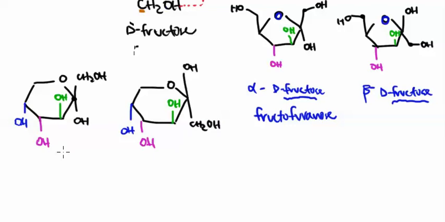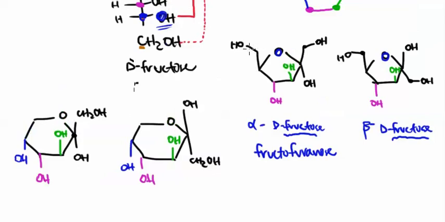Now, if I look at the differences in the structures, notice that in the 5-membered ring, I had a CH2OH group that was hanging off. Well, this is the CH2OH group right here. It was that OH group that bonded up to make the glue on this ring. So that's why there's not one of these hanging off of these structures. All right, so the same thing is going to happen here.